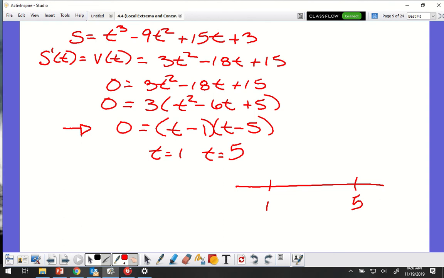So let's see again. So we're plugging in 0. So that'd be a negative 1. And that would be a negative 5. So 2 negatives make a positive. There we go.